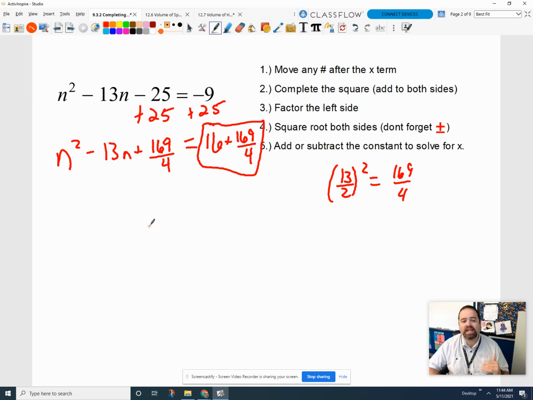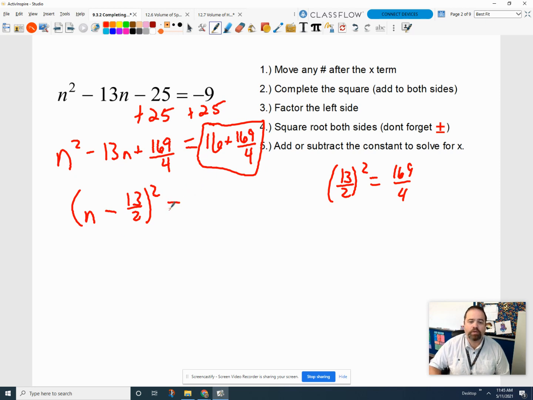But this left-hand side, as ugly as that is, is going to factor into n minus 13 over 2, squared. Just like all the other ones that we did, what winds up in your binomial squared is half of that middle term. Well, this is half of 13 over 2. So when I factor it, I've got 13 over 2 in my set of parentheses. It's not as bad as it looks.